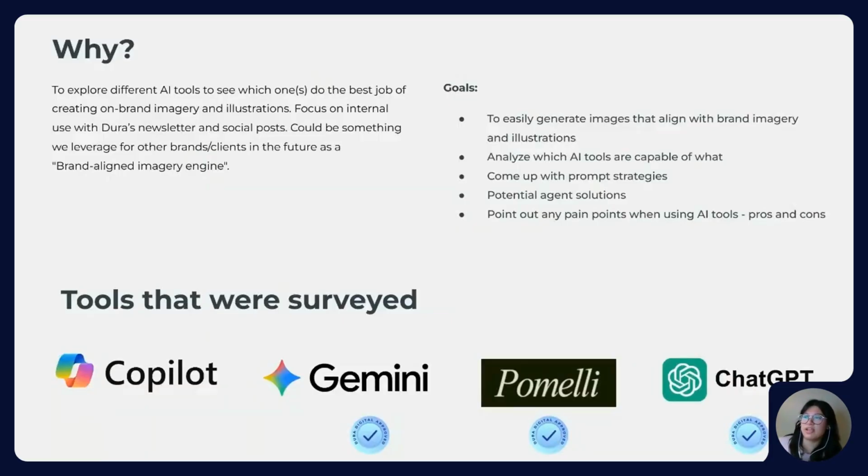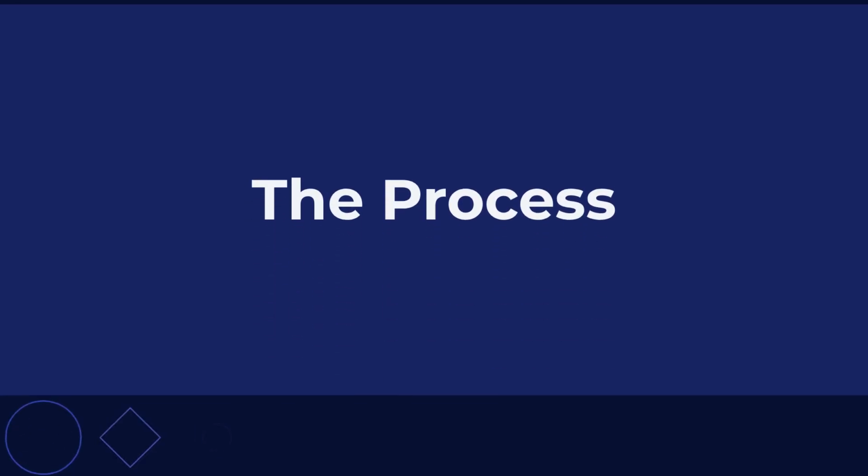The tools that I surveyed were Copilot, Gemini, Pomelio, and ChatGPT. You probably know Copilot, Gemini, ChatGPT, large language models, but Pomelio is a tool that comes from Google Labs, and it focuses on creating campaigns that you can edit and use generation for. So it's for social media particularly.